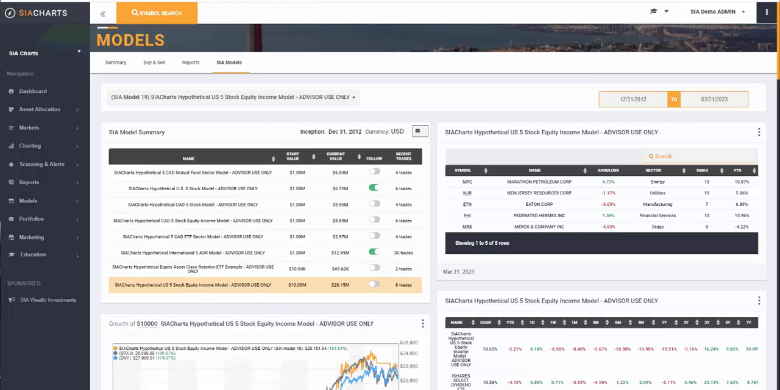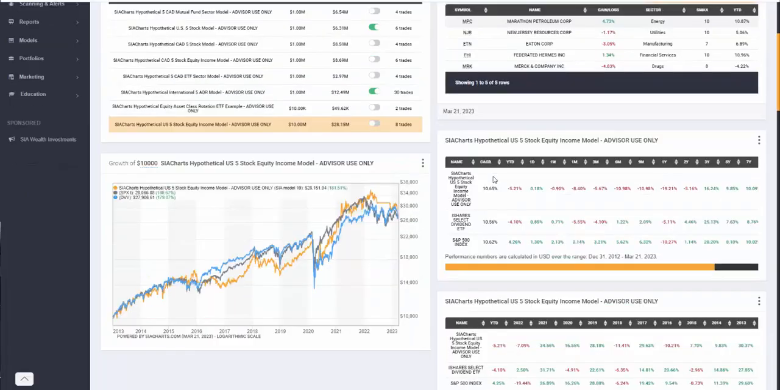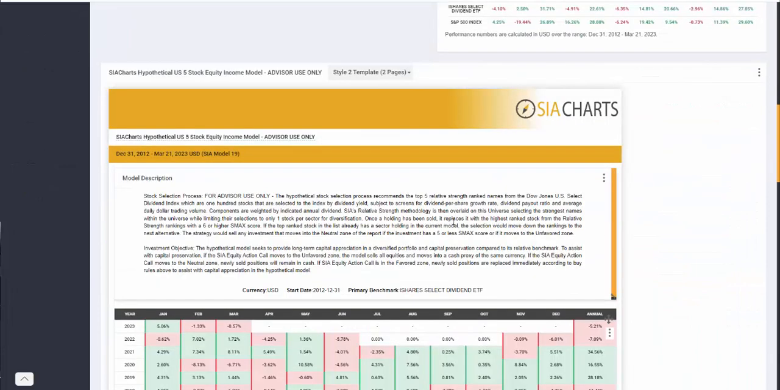Today we are going to look at our new US dividend income strategy called the US Equity Income 5-Stock Model. It is very similar to the Canadian Equity Income Model that we have been running for over 10 years. It is available on the SIA Professional and Research tiers and can be viewed in the SIA Models tab as you see on the screen. Scrolling down is the model description for this model.